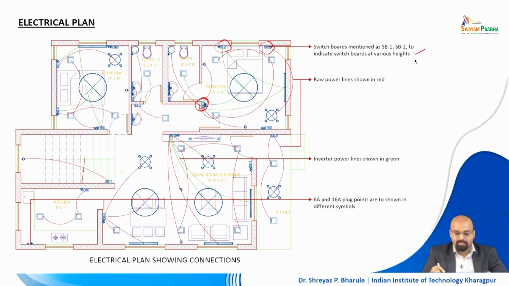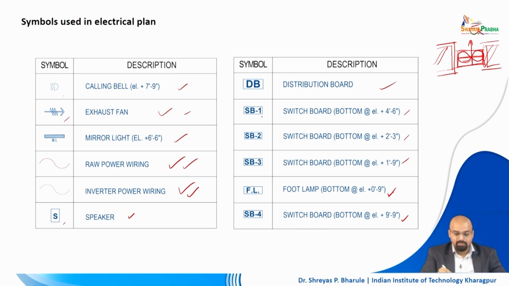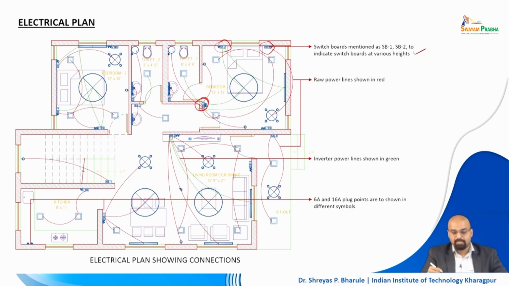And these are all indicated to be at different heights. For example, if you go to the previous one, switchboard 1 essentially means that it will be at 4 feet 6 inches. Switchboard 2 means 2 feet 3 inches. Switchboard 3 means 1 feet 9 inches. So the height is already decided, and this symbology table or specification table can be provided as a schedule of all the electrical switches and switchboards which are to be provided in that particular drawing.